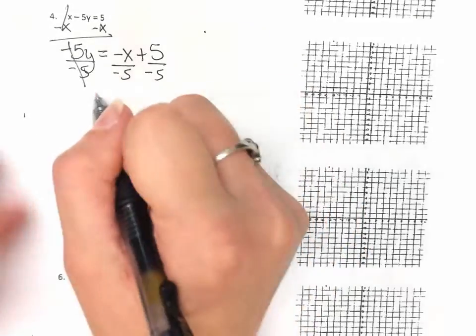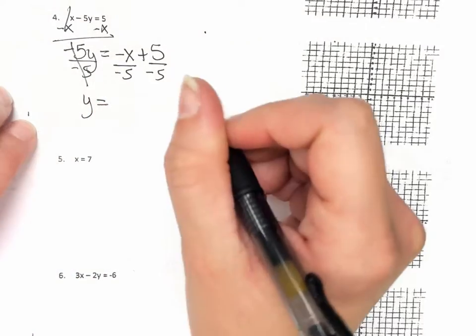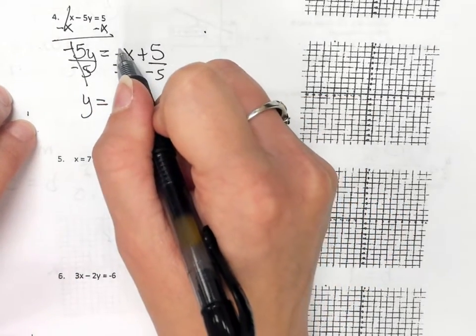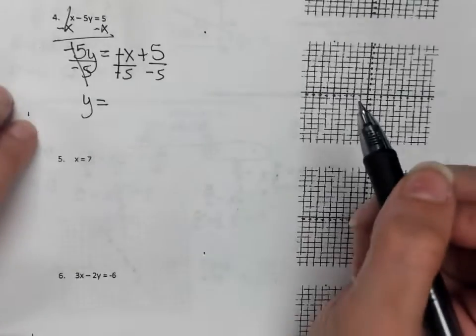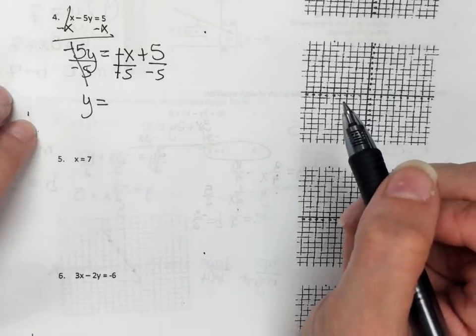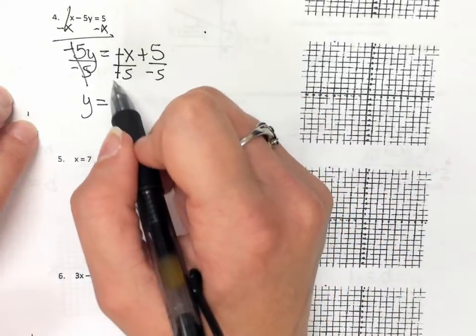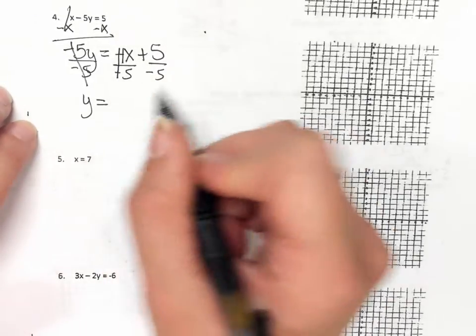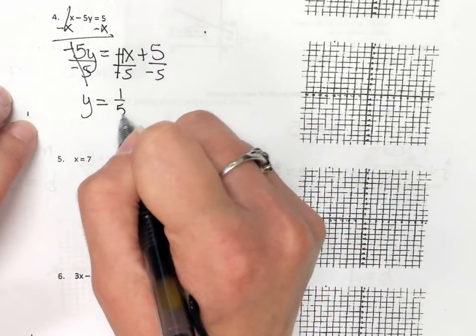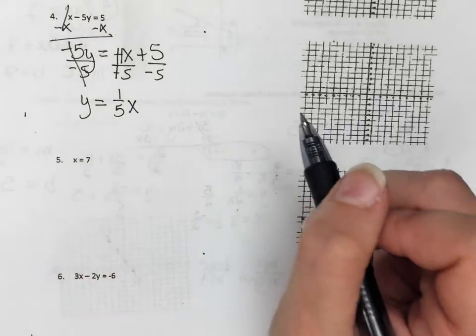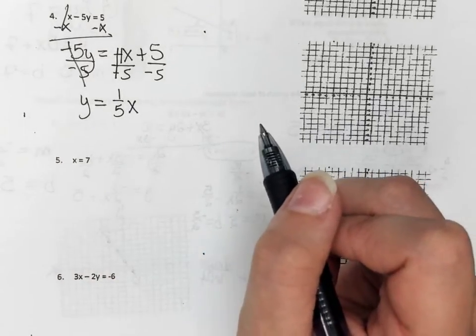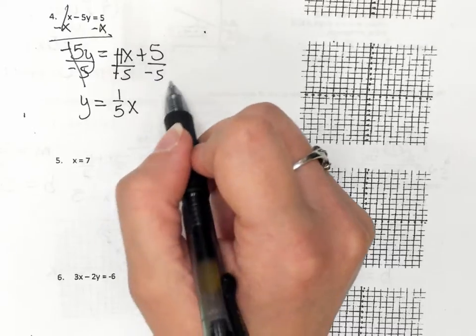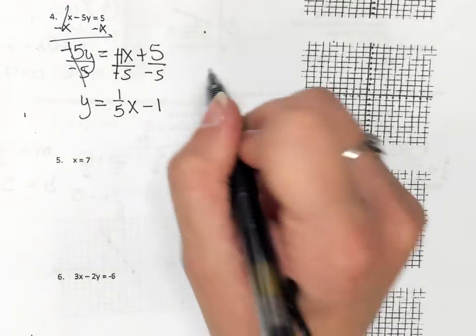Okay, so you've got y equals. These negatives go away, right? They both turn into positives. 2 negatives make a positive. How can I rewrite this? What number is understood to be in front of this x? 1. So my fraction is 1 over 5, and just stick that x to the side. And then what is my y-intercept? -1. Perfect. There you go.